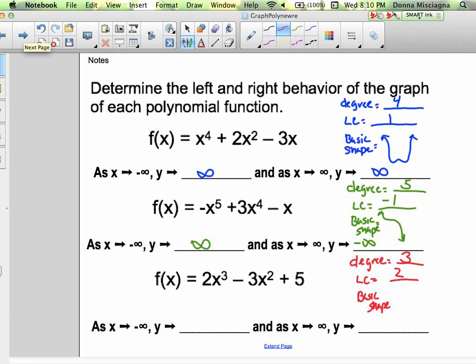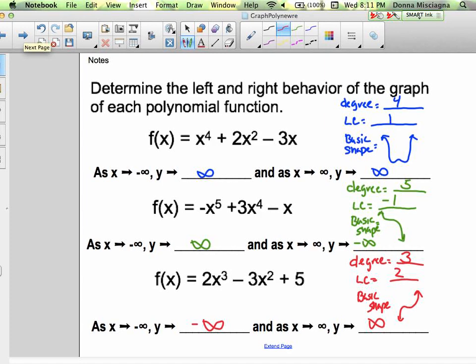Now it's positive, right? So it's not going to go down left to right. It's like a positive slope. It's going to go up left to right, right? So it starts low, ends high. As x approaches negative infinity, y starts low. What's low? Negative infinity. And as x approaches infinity, it ends high. What's high? Positive infinity. And there we go. We've done it. Easy cheesy, lemon squeezy.